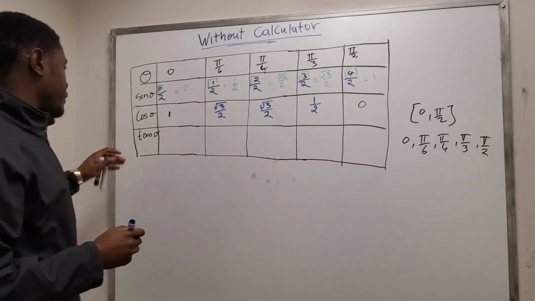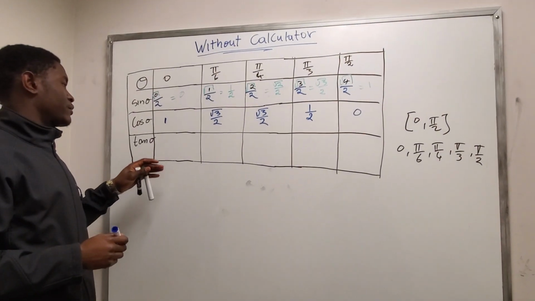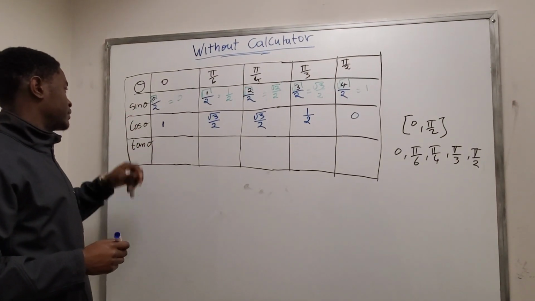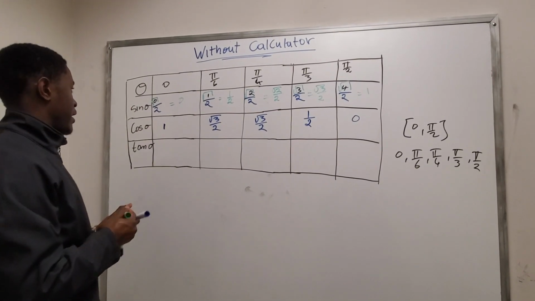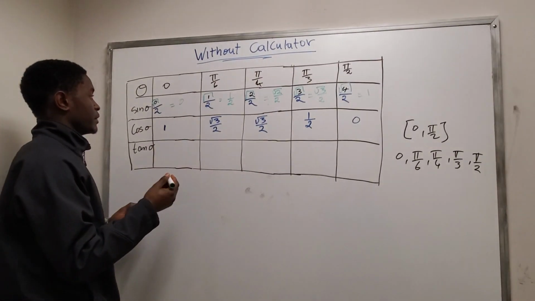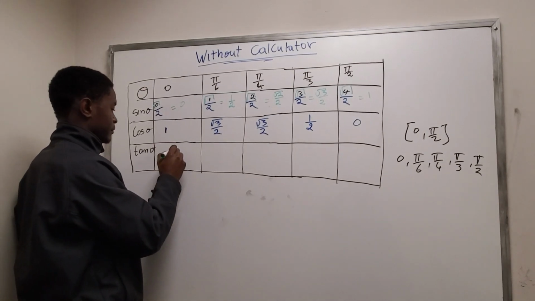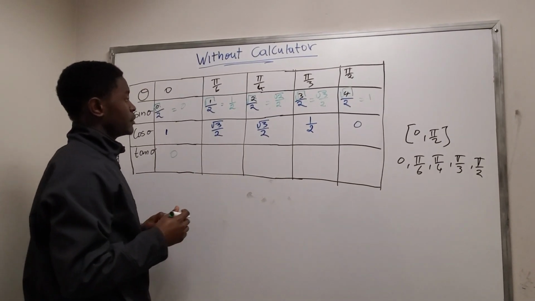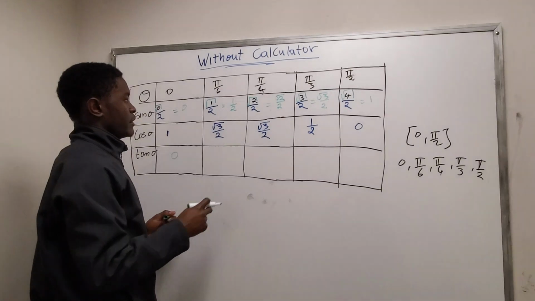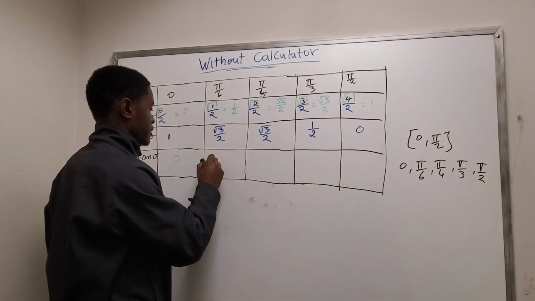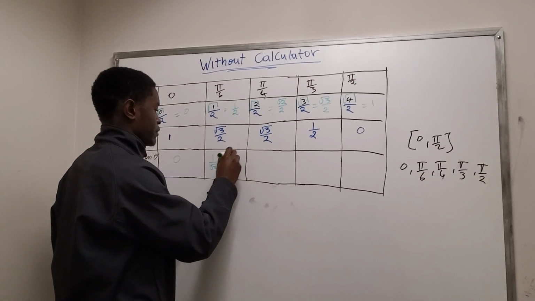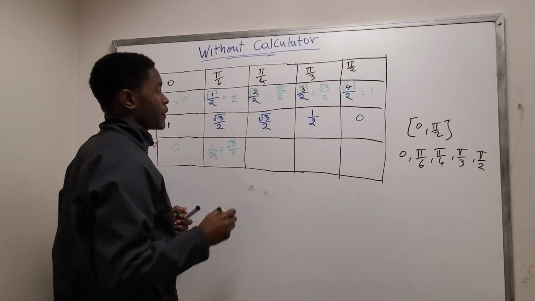Then to complete the line of tangent, you just have to do the ratio of sine over cosine. To make the ratio of sine over cosine, I just apply basic algebra. 0 over 1 is 0. 1/2 divided by square root of 3 over 2 is 1 over square root of 3, which equals square root of 3 over 3.